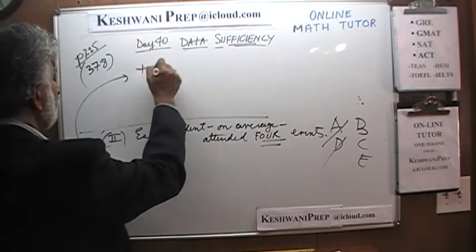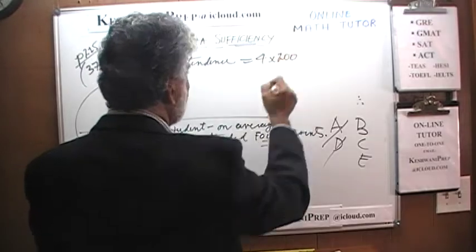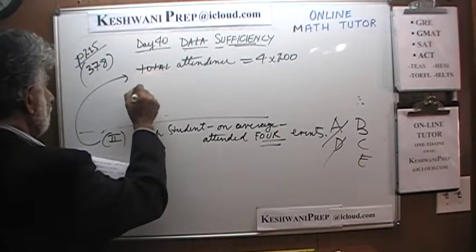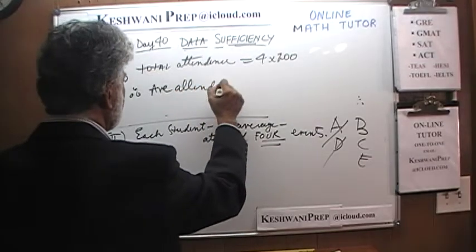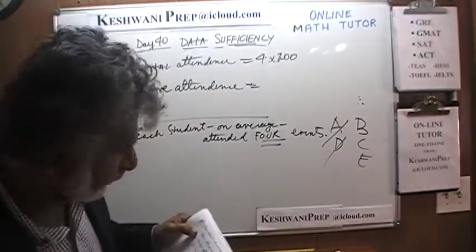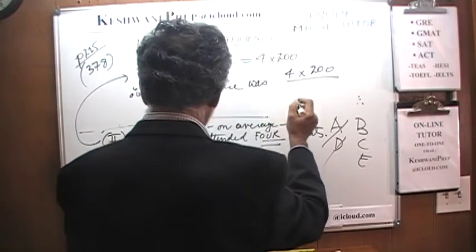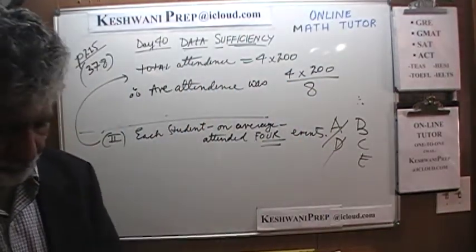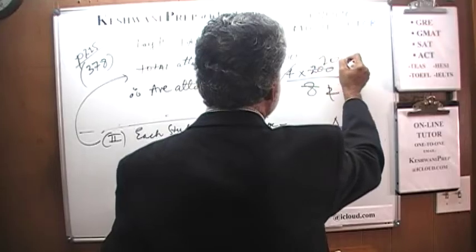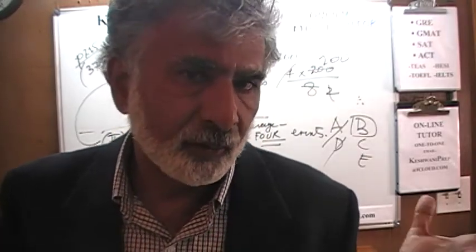What this tells us is that the total attendance must be 4 times 200, because we have 200 students and each student on average attended 4 events. Now we can figure out the average. Therefore the average attendance, of course in the exam we don't have to do it out, you should be able to understand that it can be done, was the total attendance, which is 4 times 200, over the number of events, and that's all. Second statement does the job beautifully. It seems like on average each event had 100 students. That was the average attendance for a given event.